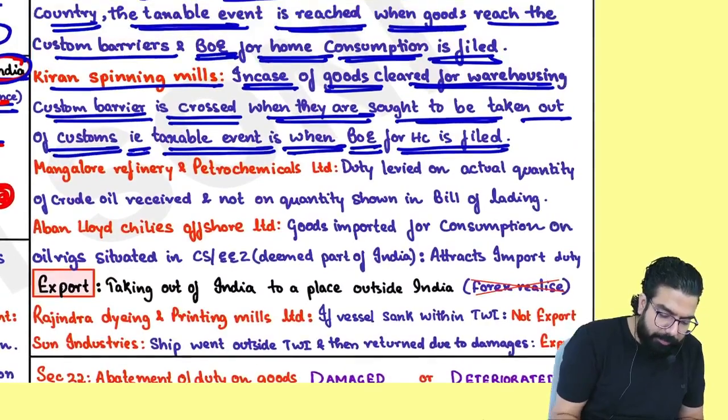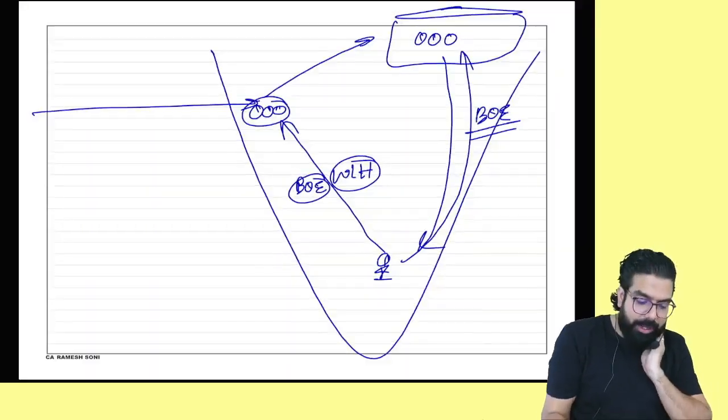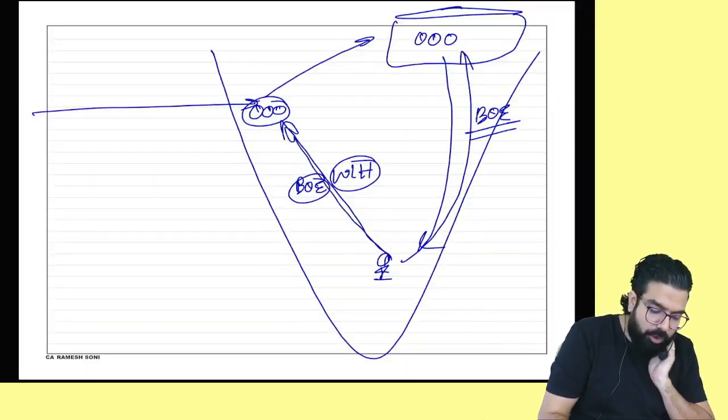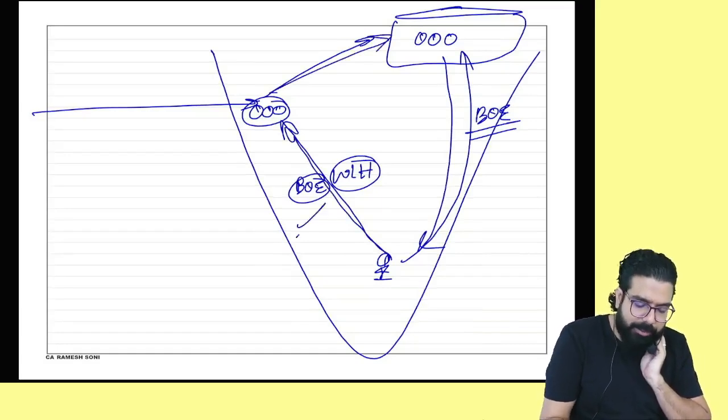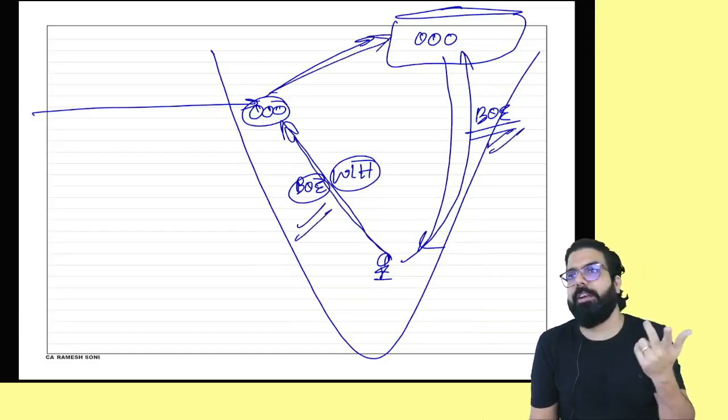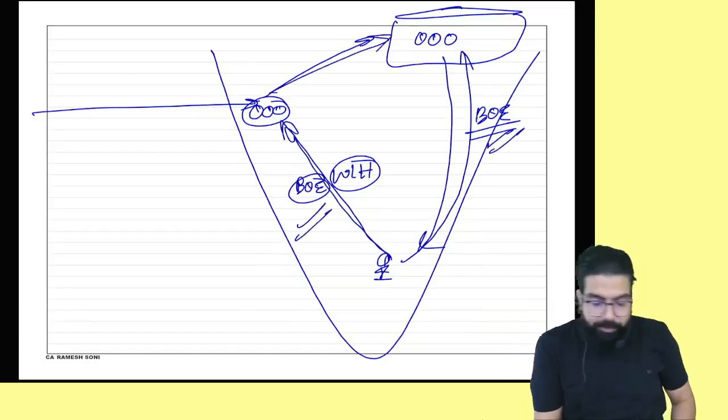The next one over here. People, can you tell me, in this case, when you send the goods to the warehouse, what is the taxable event? This bill of entry or this bill of entry? First or second? Second.